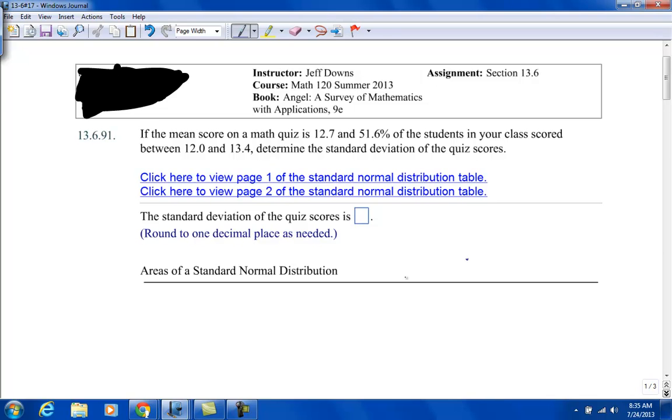It says if the mean on a math quiz is 12.7 and 51.6% of the students in your class score between 12.0 and 13.4, determine the standard deviation of the quiz scores. So very similar here. Let's just verify 12.0 plus 13.4 divided by 2. That would be 25.7 over 2, and that would be 12.7. So that does mean that 12.7 is the middle value between these. So they're equally distributed. And then we'd have 13.4 minus 12.7 is 0.7. Also verify 12.7 minus 12.0 is 0.7.